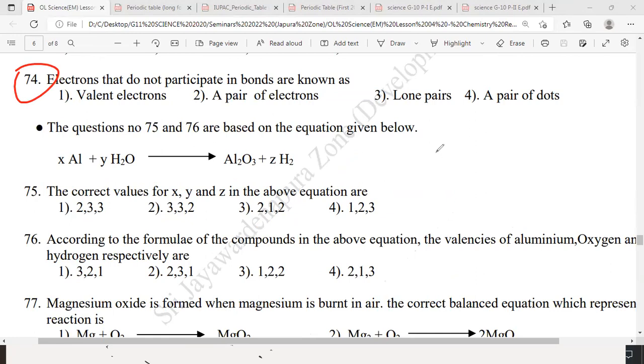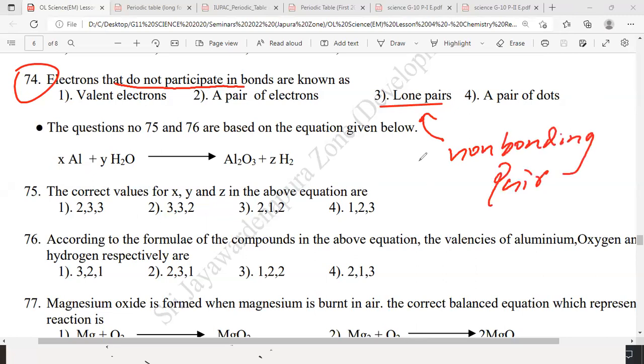Sandali? Lone pairs. Very good, excellent. The answer will be lone pairs. So that is also sometimes called non-bonding pairs. They do not participate in the bond formation. Lone pairs are also called non-bonding pairs.